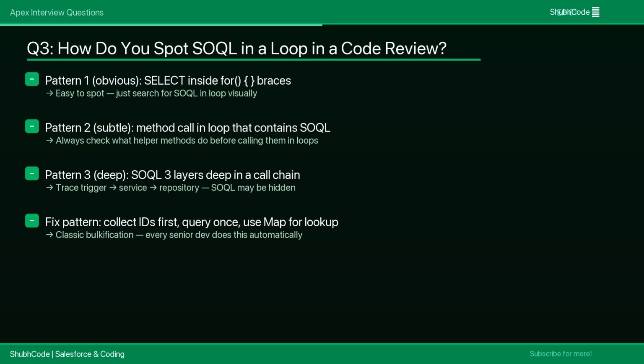Pattern 3. Even more subtle. A trigger calls a helper class method, which calls a service class method, which calls a repository class that has SOQL. The SOQL is 3 layers deep. During a code review, you need to think architecturally, not just scan line by line.